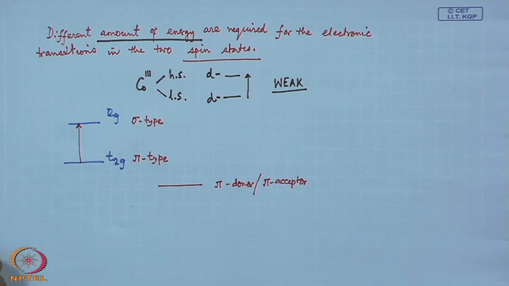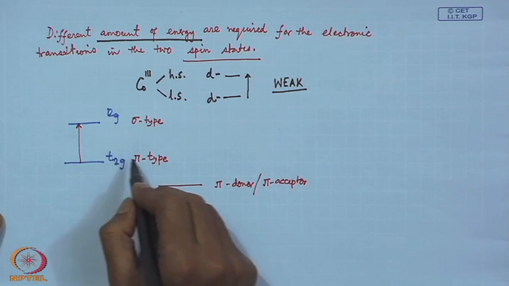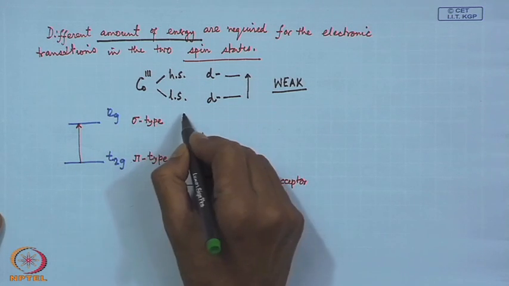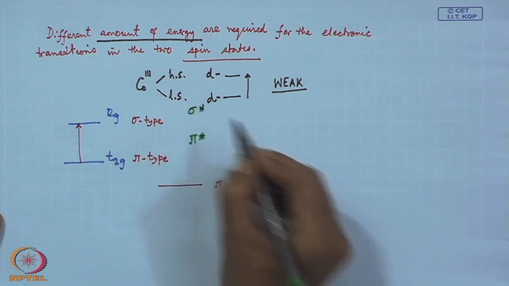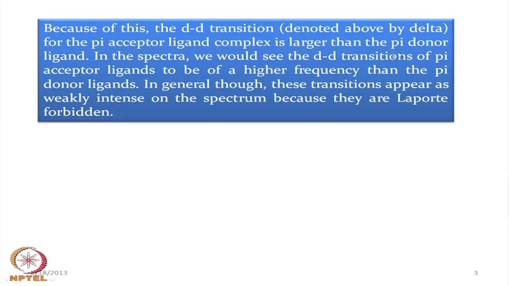So, the positioning of the pi donor ligand and pi acceptor ligand will be different, and due to that we can have not only this T2g or pi type orbital, we can have the corresponding pi star level, as well as for sigma we will have the corresponding sigma star level. So, involving all these we can have transitions from one level to the other. We see the d-d transition of the pi acceptor ligand to be of higher frequency than the pi donor ligand, so we compare how pi acceptor ligands differ from pi donor ligands.